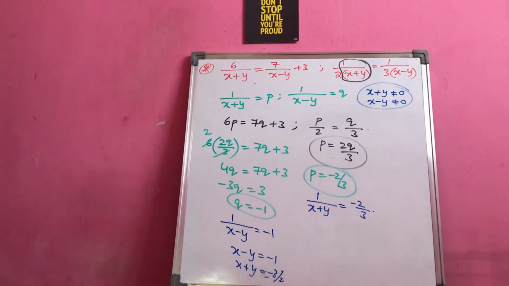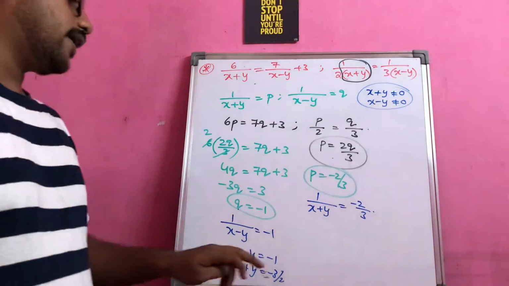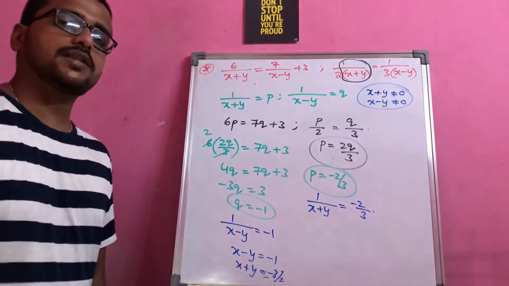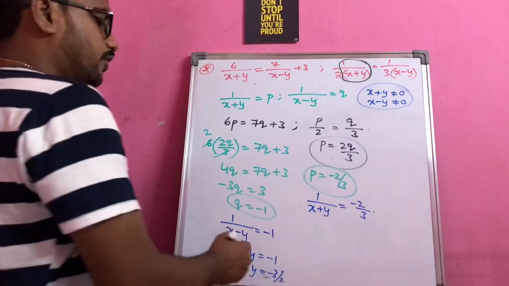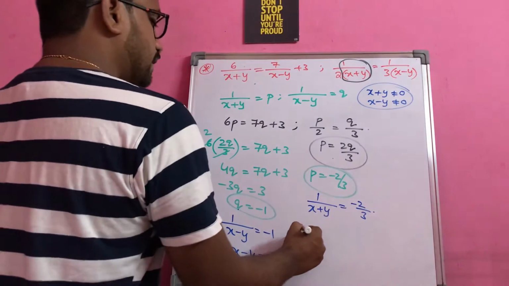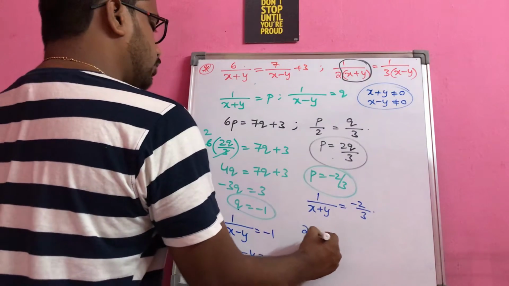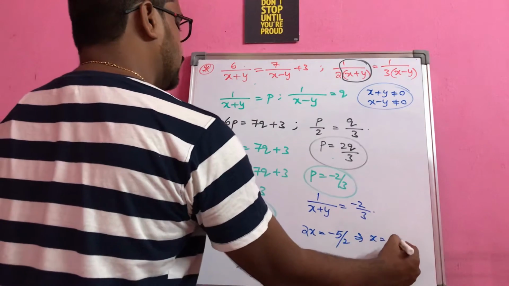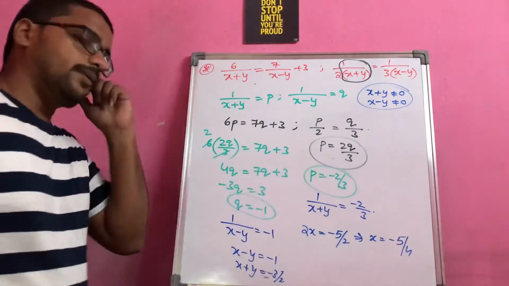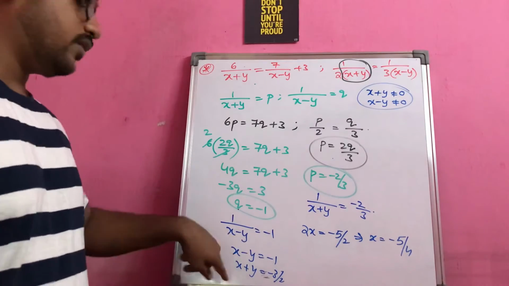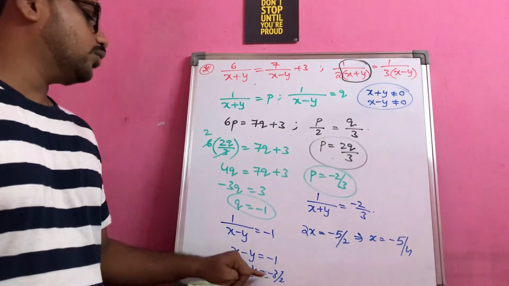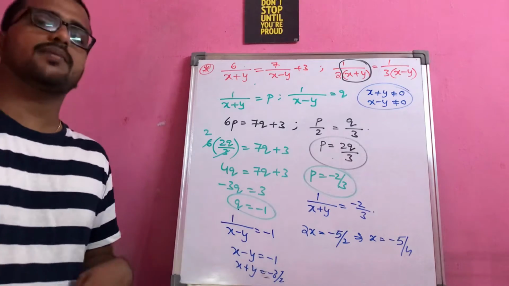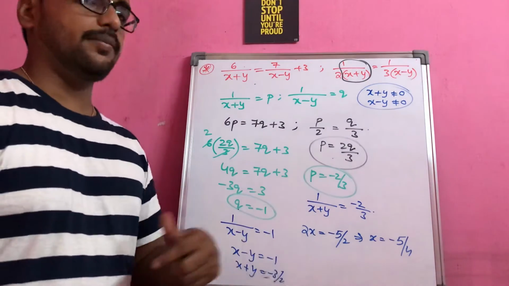Right. So x plus y is equal to minus 1, x minus y is equal to minus 1, and x plus y is equal to minus 3 by 2. If I start solving these two by just adding, I will be getting 2x is equal to minus 5 by 2. From this, x is equal to minus 5 by 4. Because if I just add, the y term will get cancelled. You will be getting 2x is equal to minus 1 minus 3 by 2, that will give me minus 5 by 2.